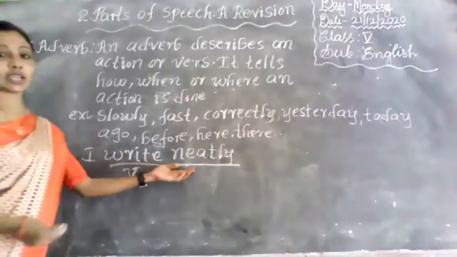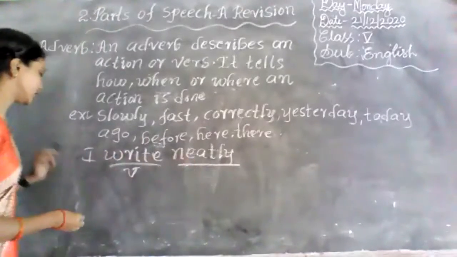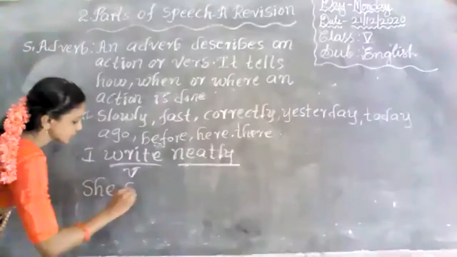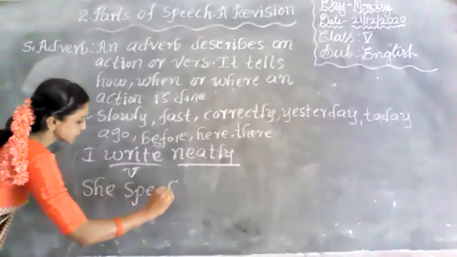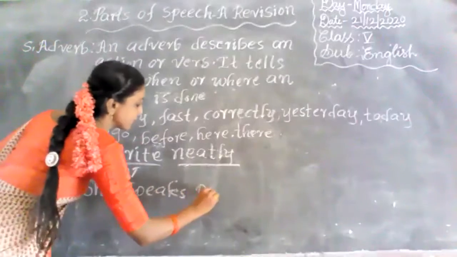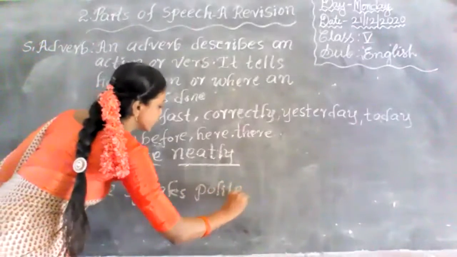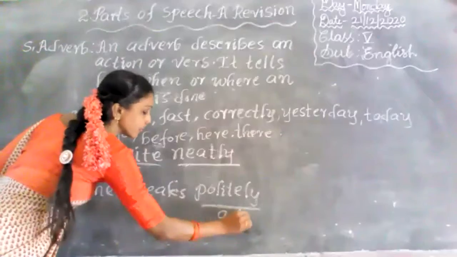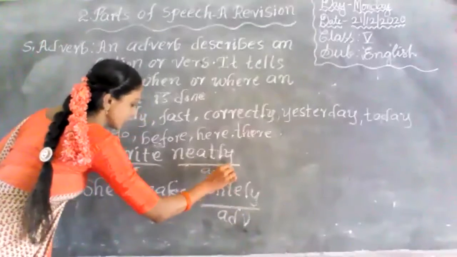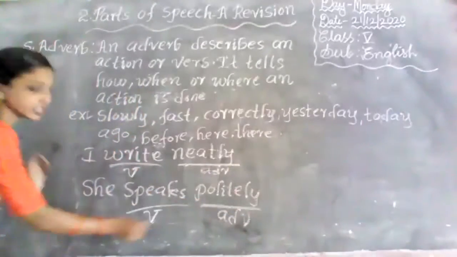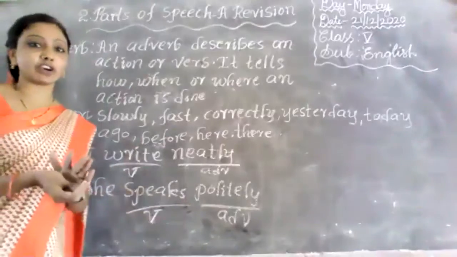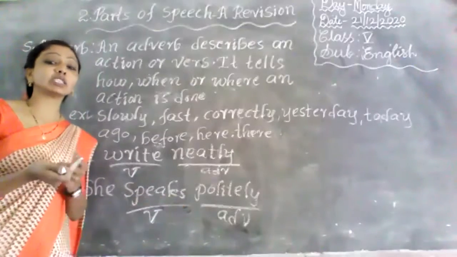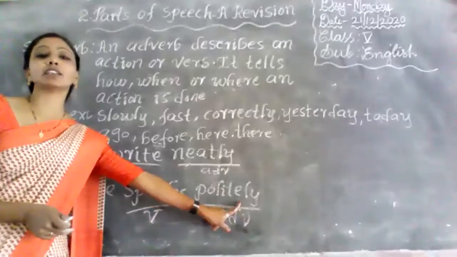So the action has said. For example, she speaks politely. This is the adverb, and this is the verb. So she is speaking. That means she is doing the verb. How is she speaking? She is speaking politely.